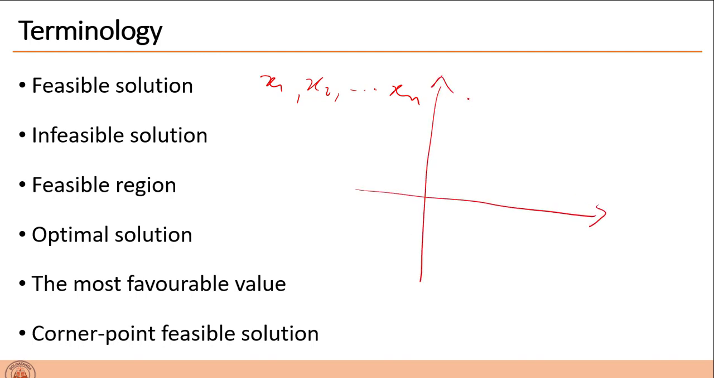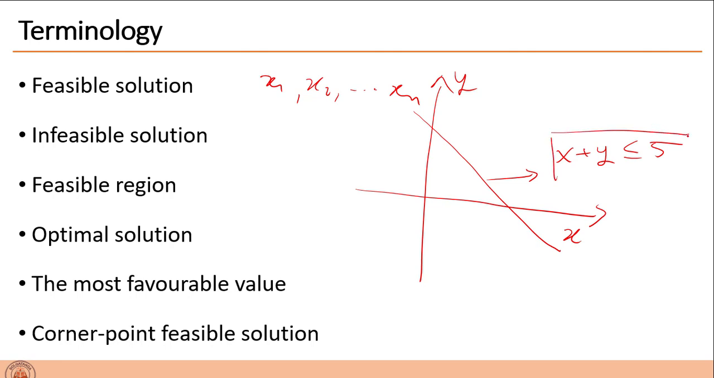If we have x here and y here, and we have a line, let's say this is the line. Now the equation of the line probably is, it is not a correct equation, I'm just giving it something: x plus y less than or equal to some value, let's say 5. This is the equation that will give us this nice line that we are seeing here.